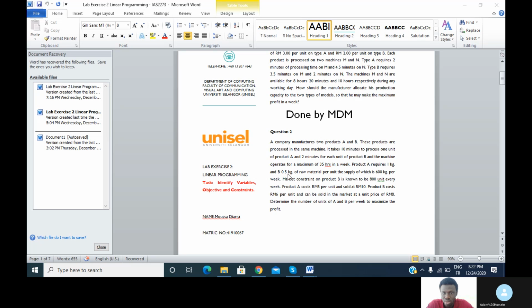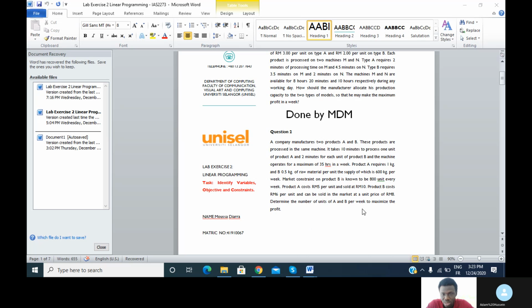Product A requires 1 kg and B 0.5 kg of raw materials per unit, the supply of which is 600 per week. Market constraints on product B is known to be 800 units every week. Product A costs 5 rand per unit and is sold at 10 rand. Product B costs 6 rand per unit and can be sold in the market at a unit price of 8 rand. Determine the number of units of A and B per week to maximize the profit.